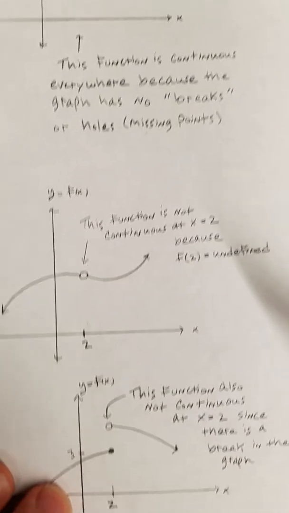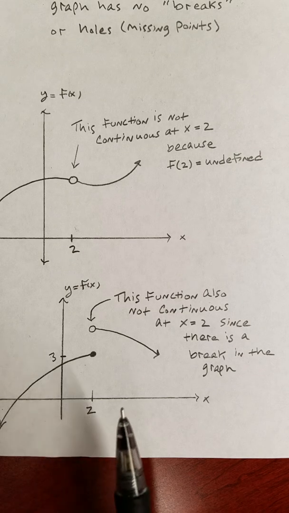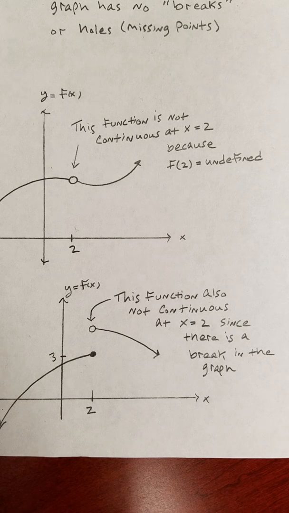What's another example? This function, also not continuous at 2. There's a break in the graph. The graphs are disconnected. They're disjoint. Okay?